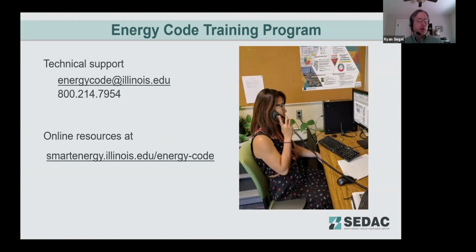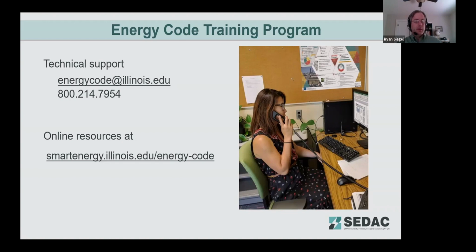We are here to provide technical support for the Illinois Energy Conservation Code. So if you do have questions and need some technical assistance, feel free to reach out to us at energycode@illinois.edu. Or if you have just a quick question, we do have an 800 number that you may use. This is available for any projects across the state of Illinois, be it code officials, design professionals, project teams, and even building owners and occupants.